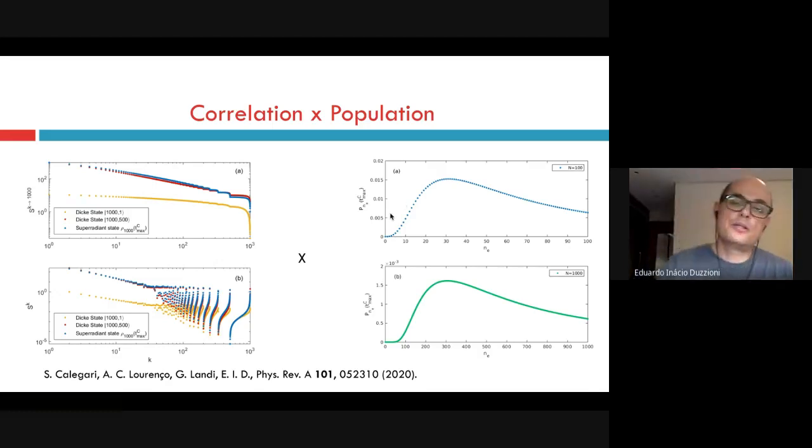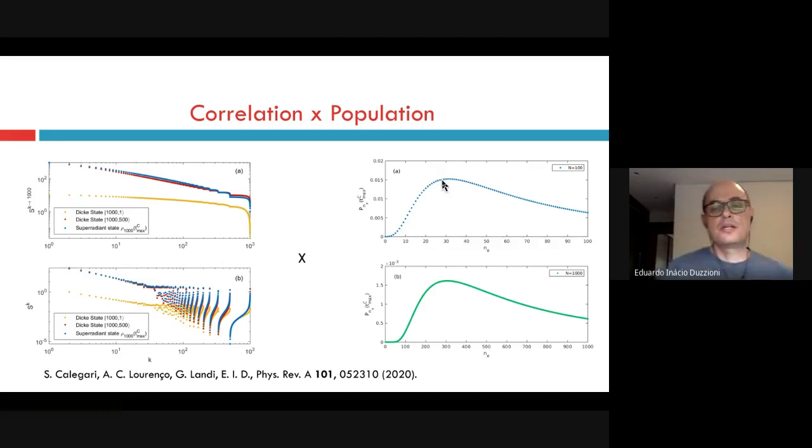But when we analyze the population of each Dicke state, each element of the base used to represent the density matrix, at the time in which the correlations are maximum, and we plot this against the number of excitations, we observe that the most populated state during the time in which the system is more correlated is not half the population, as I show here. It's basically one third of the number of atoms in the system.